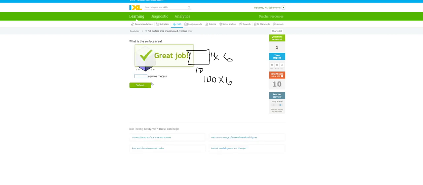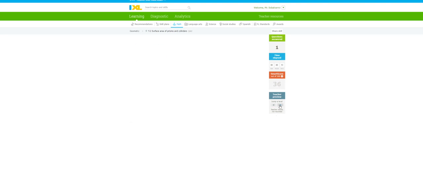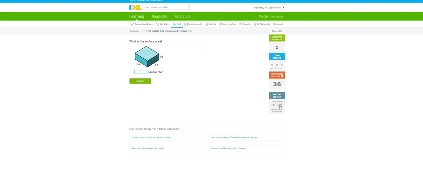So that would be 600, okay, and that one is easy. So I'm going to step up a level, and in this case, it's a little different. And remember, because of this shape, you're going to have 3 different faces. You're going to have the big one, the side, and then the front of the shape.